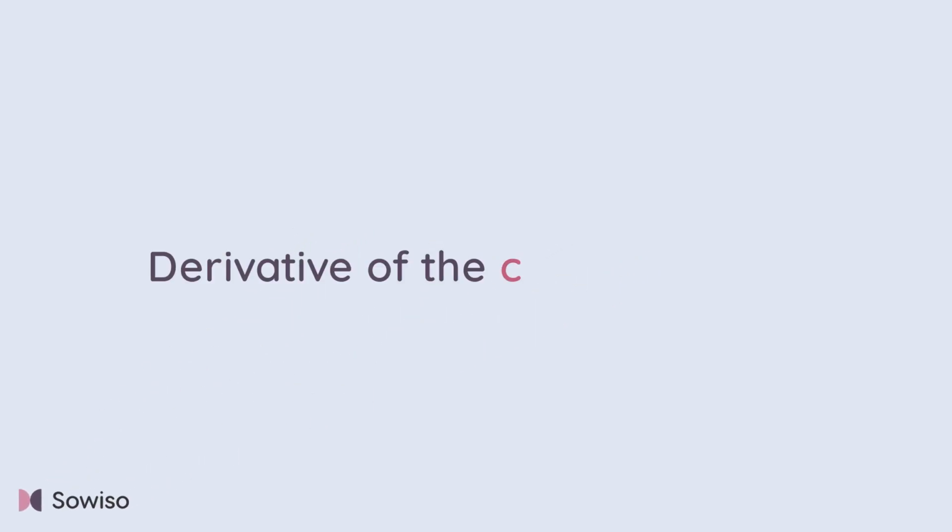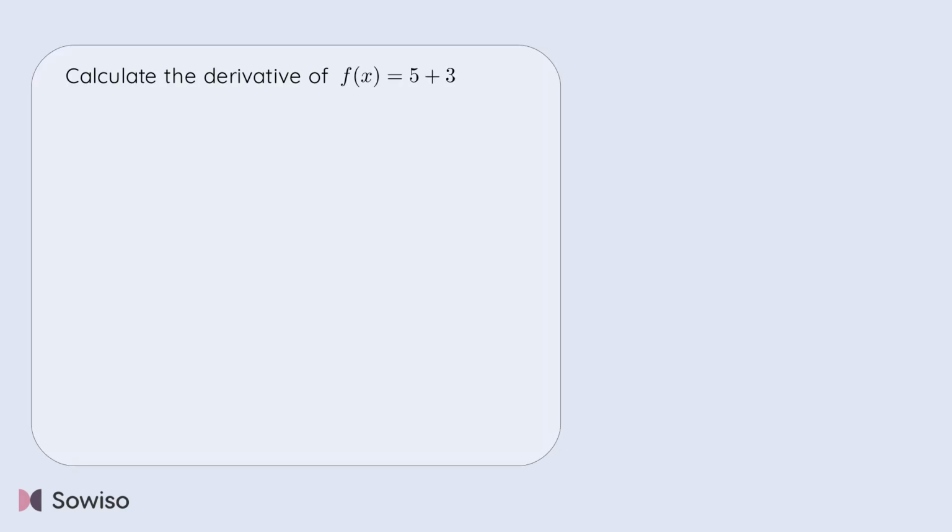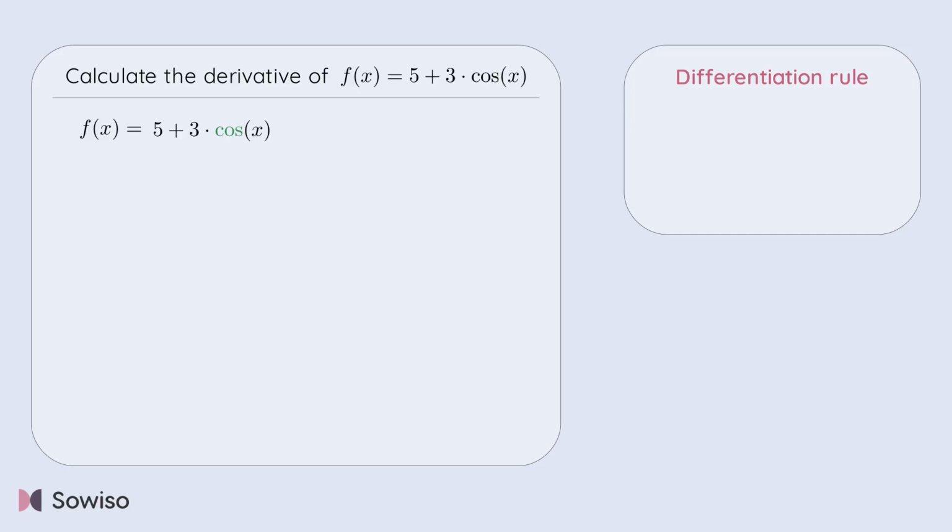In this video, we show how to calculate the derivative of a cosine function. Let's jump right into the problem and calculate the derivative of f(x) = 5 + 3 cos(x). To calculate it, we first look at the general rule. It states that the derivative of the cosine of x is minus the sine of x.